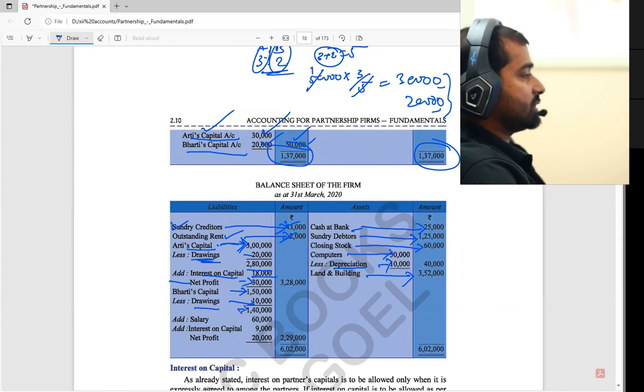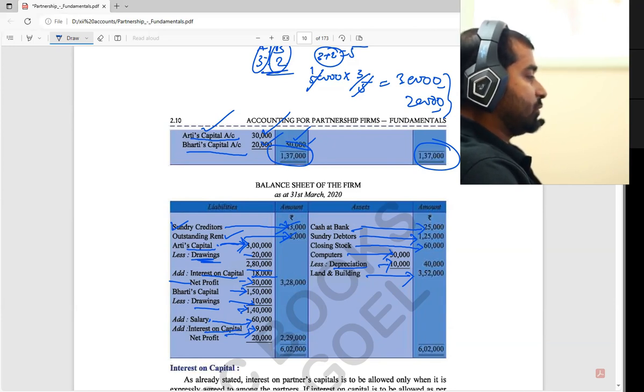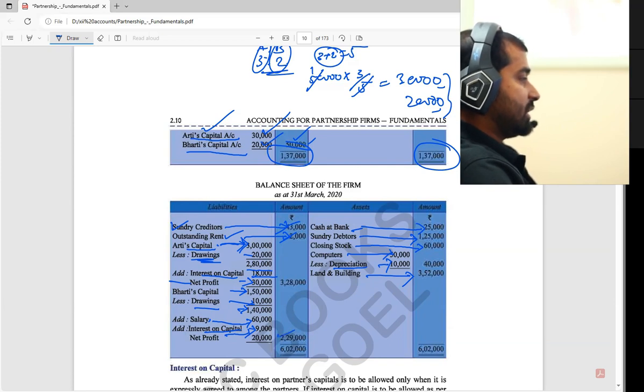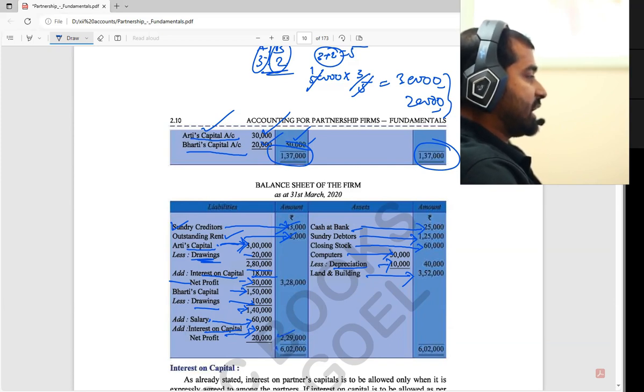In the 1,40,000, Bharti has actually got some other things also, right? What are the things? Salary 60,000, interest on capital 9,000. So total 69,000, as well as one profit also, that is 20,000. If you add them all, that will come to 2,29,000. Tally the balance sheet, that will be 6,02,000, and here also you could find 6,02,000. I hope you understood up to this.